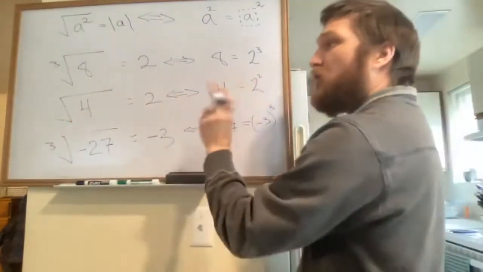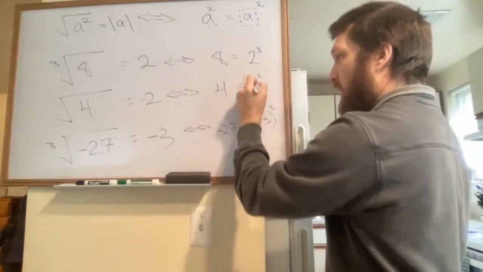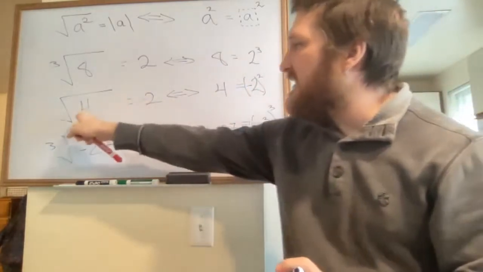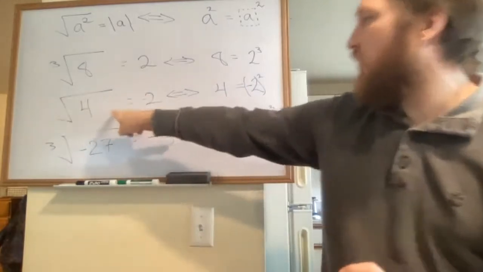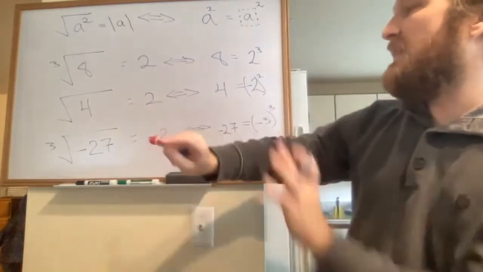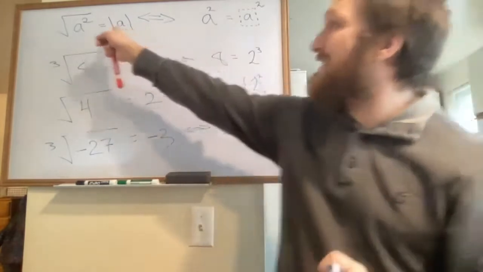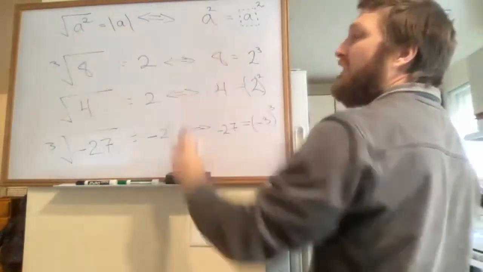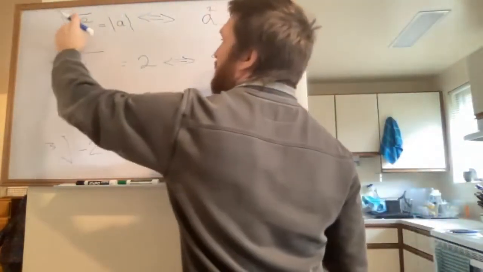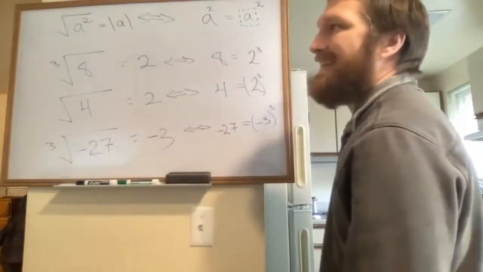So while it's true that -2 squared does come out to be 4, we're never going to say that the principal square root of 4 is -2, because that's not how we've defined it. We've said, no, we're only taking positive values. And so when you have the square root of something squared, it's the absolute value of whatever that thing is.